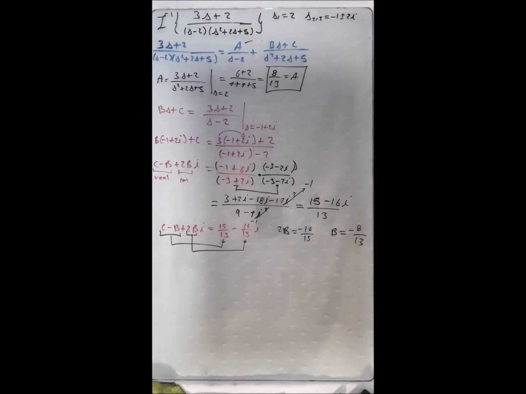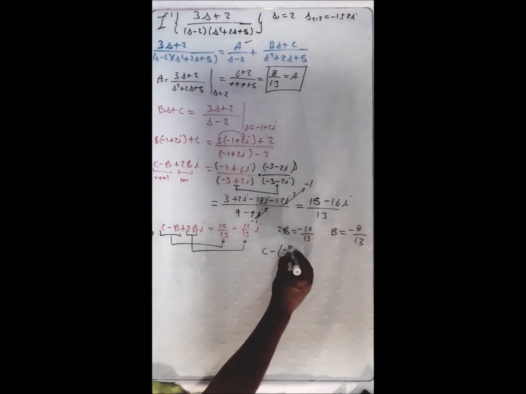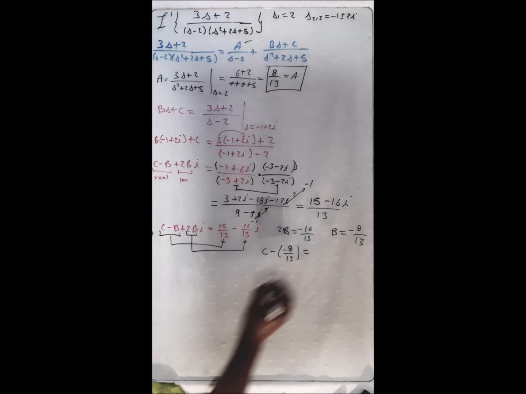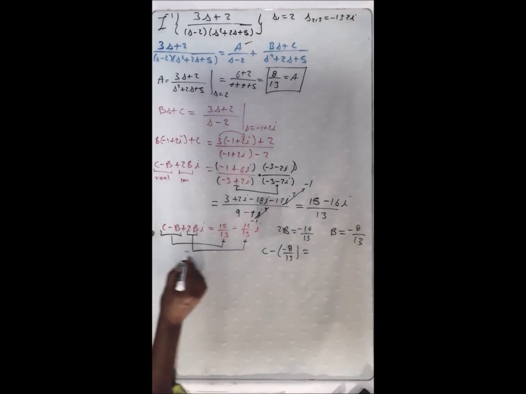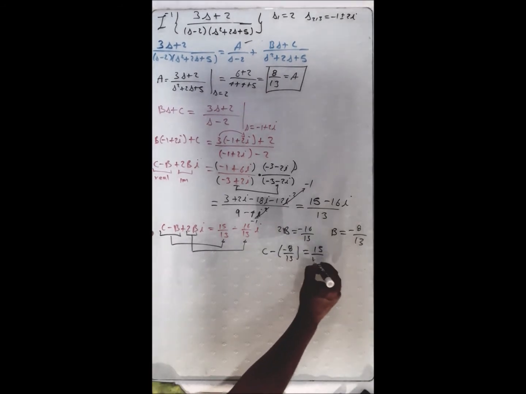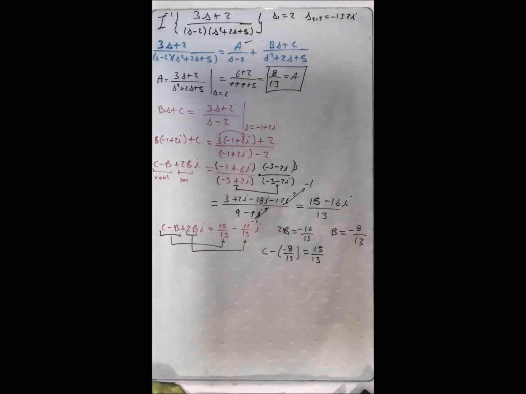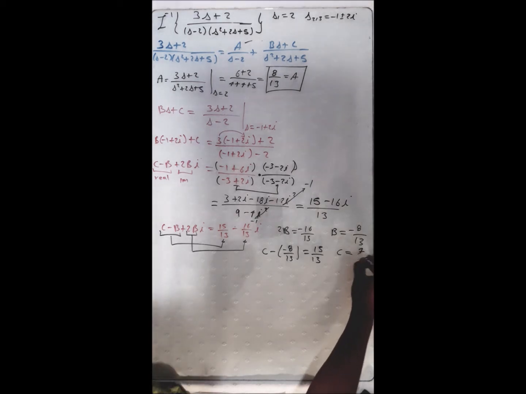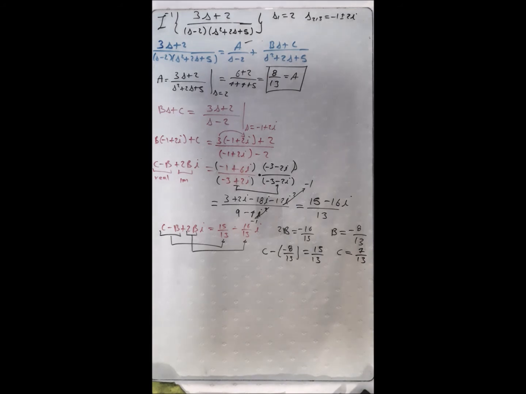Okay, so now the value of c. c minus the value of b, minus 8 over 13, equals 15 over 13. All right. Okay, so what is the value of c? This becomes positive, but to the other side it's going to be negative. 15 minus 8 is going to become 7. All right, 7 over 13. Okay, so what you have found is the values of a, b, and c.